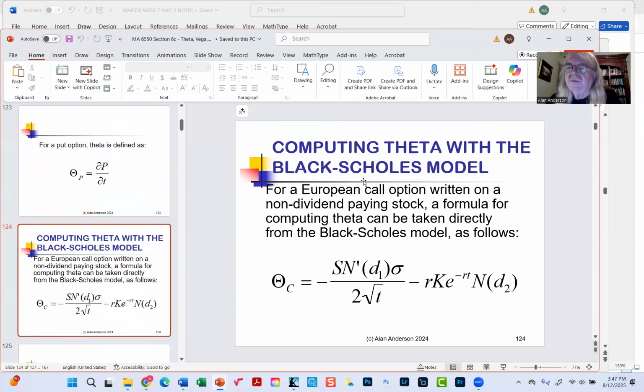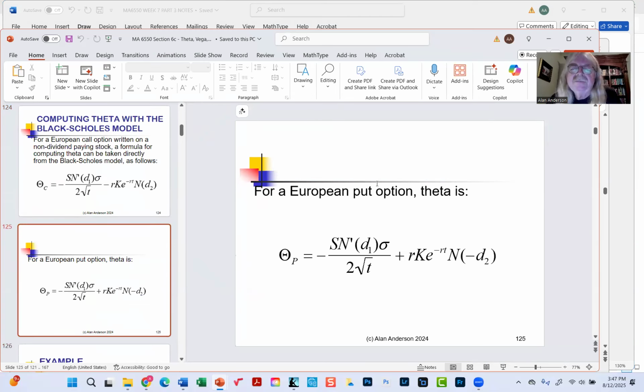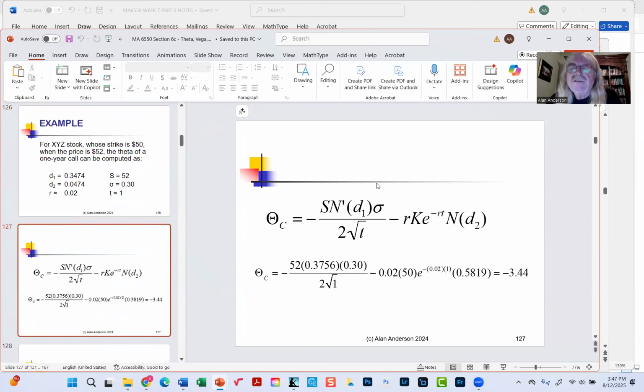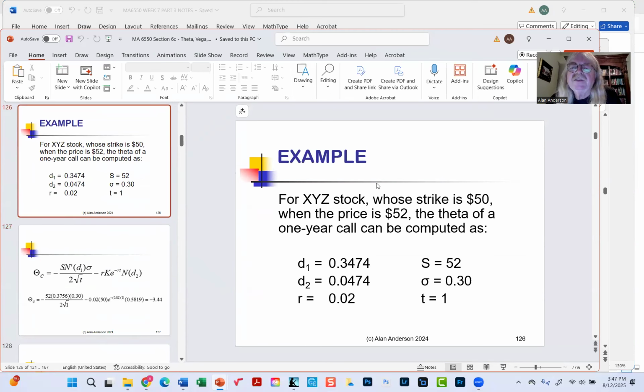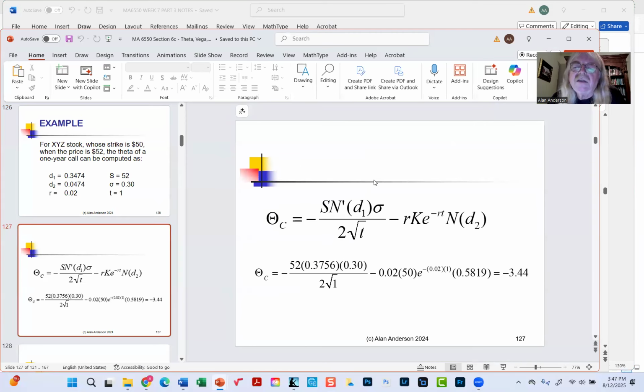Yeah, you can see it's kind of a nightmare, but there it is. And so here, for example, we actually had this stuck earlier. It was an option where the strike is $50 and the stock price is 52. And we went ahead and calculated the call price earlier as 7.64 approximately. The theta worked out to be negative 3.44.